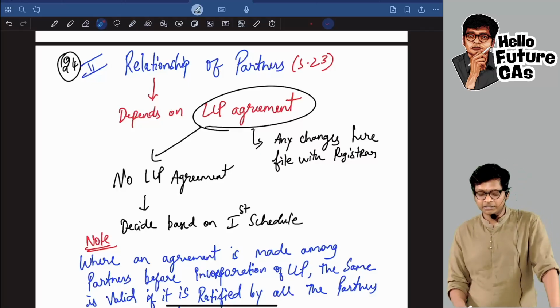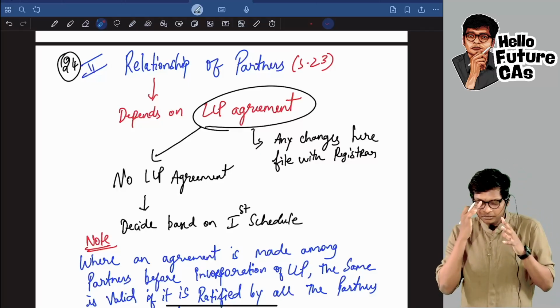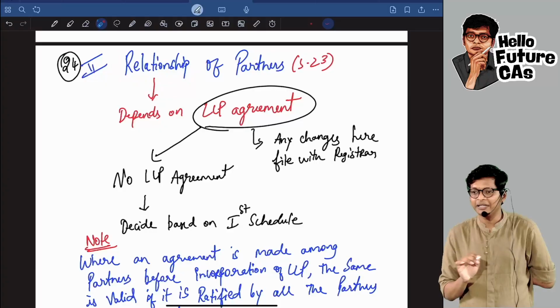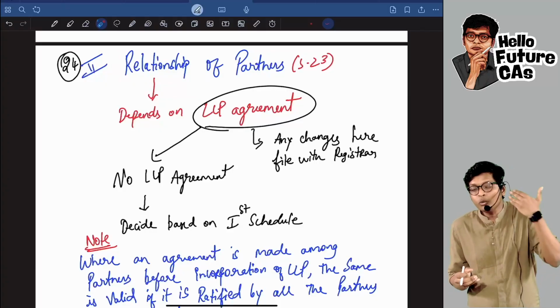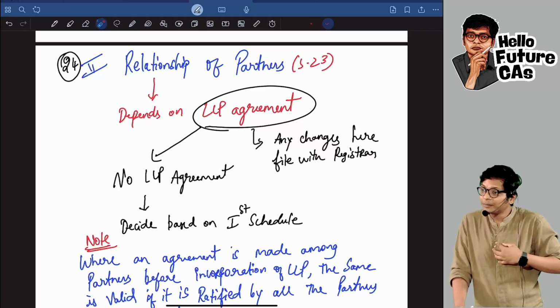Next, relationship of partners. Sir, what is this, sir? This is a little dry area. We are not talking about that relationship of partners over here. How are the partners related? Who is going to do what? Go to the Indian Partnership Act. The partnership deed tells no.